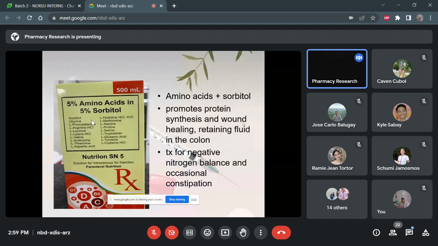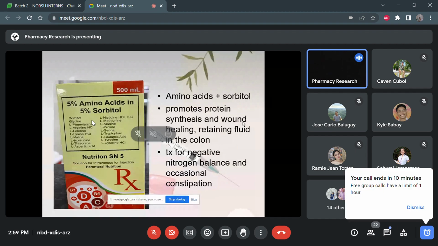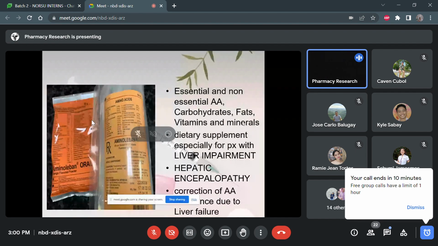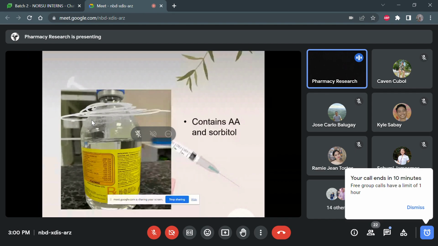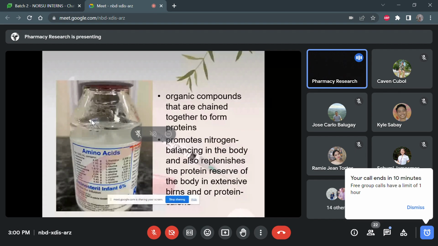Next is Aminoleban. It still contains essential and non-essential amino acids plus carbohydrates, fats, vitamins, and minerals. This is used in patients with liver impairment or hepatic encephalopathy, and for correction of amino acid imbalance due to liver failure. Then Fermin, I know you are familiar with this, contains amino acid plus sorbitol. Then Aminosteril Infant does not contain sorbitol.